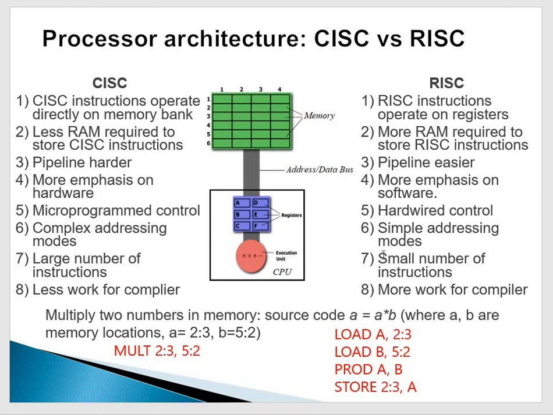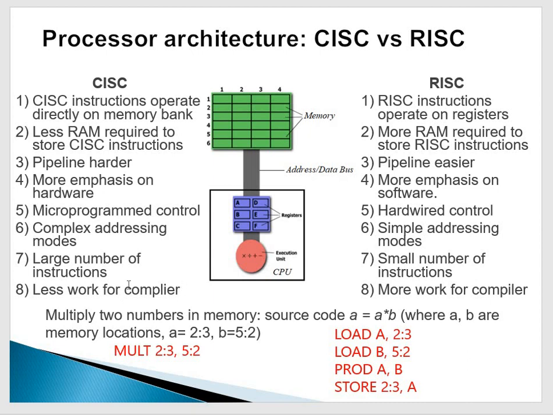And on the other hand, a small number of instructions will be there. The number of instructions in RISC is very small as compared to the number of instructions in case of CISC. In case of CISC, there are so many instructions. Okay, so the next one is less work for the compiler.